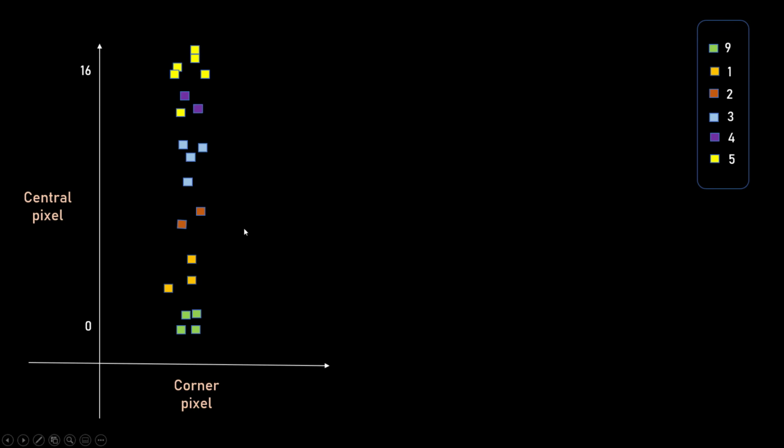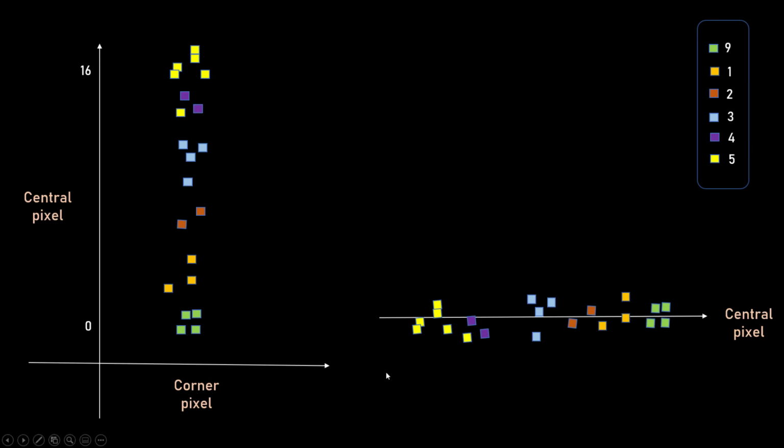So if I ask you to reduce this 2 dimension into 1 dimension, you can easily do so by getting rid of the corner pixel. So this graph that I have drawn on the right hand side, it is 1 dimension. I know the graph is not perfect, it still looks like 2 dimension, but you get my point. To reduce this from 2 dimension to 1 dimension is easier.